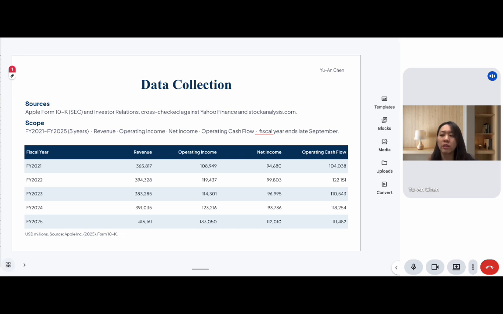One quick note is that Apple's fiscal year ends in late September, not December. So all our figures follow Apple's calendar. As the table shows, revenue grew from about 366 billion in 2021 to 416 billion in 2025. So Apple has stayed financially strong overall.